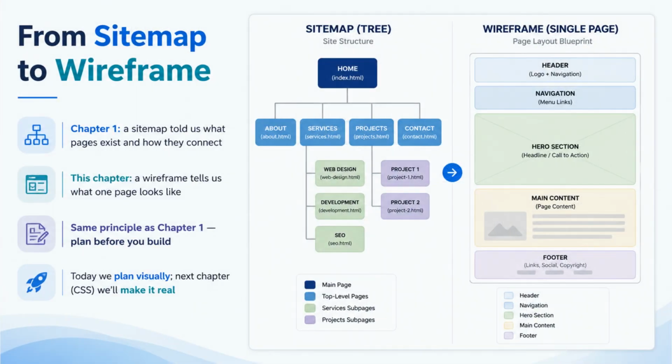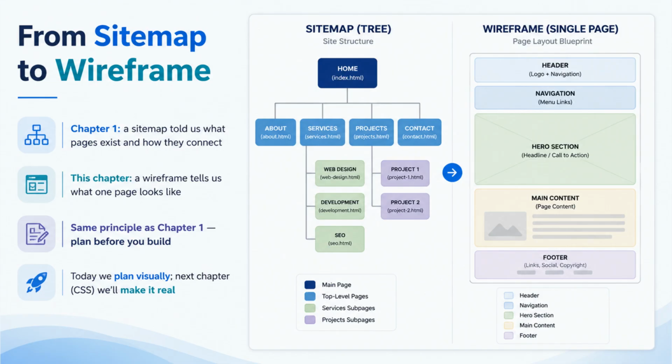Connect this directly back to Chapter 1's sitemap. A sitemap is a tree diagram. It answers what pages exist and how they link together. It says nothing about what's inside any one page. A wireframe answers a completely different, narrower question: what does one page look like?